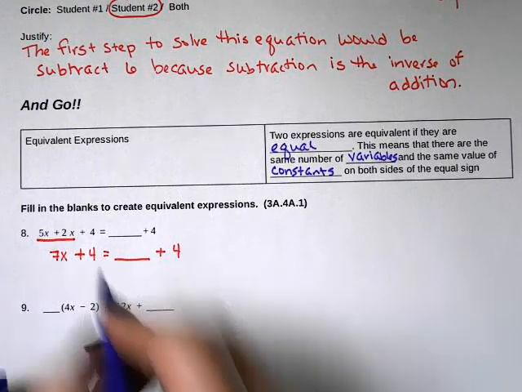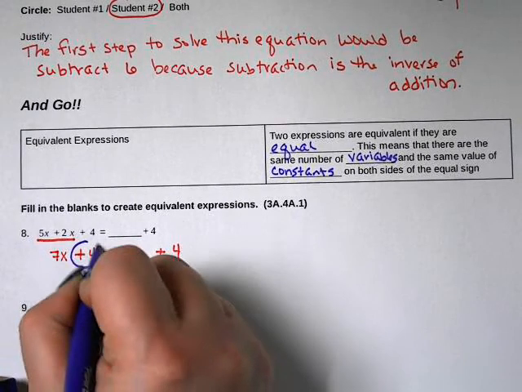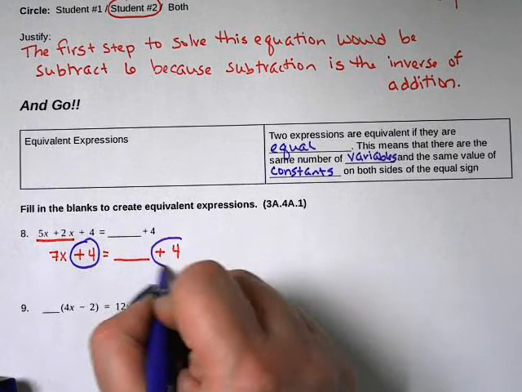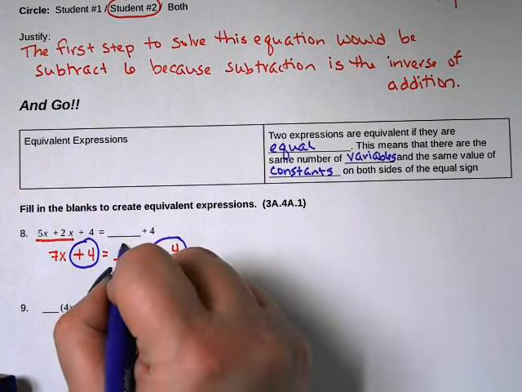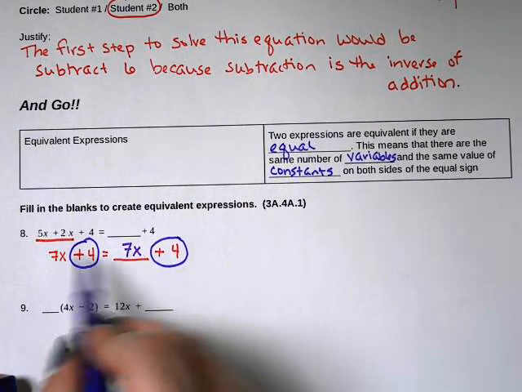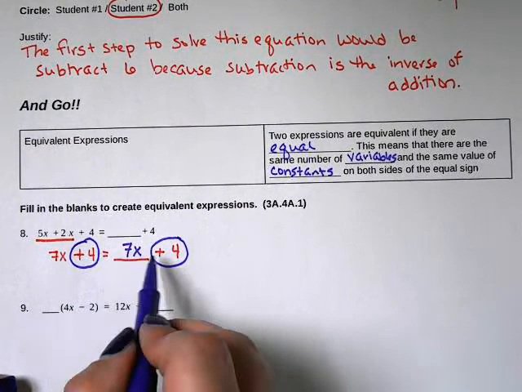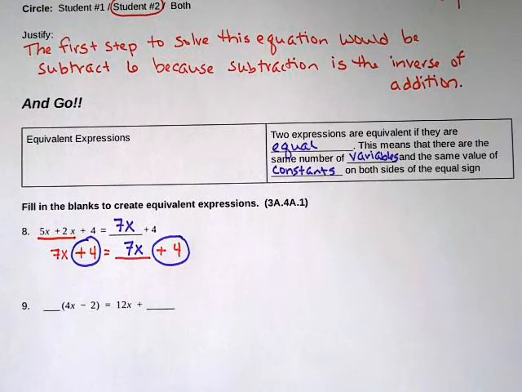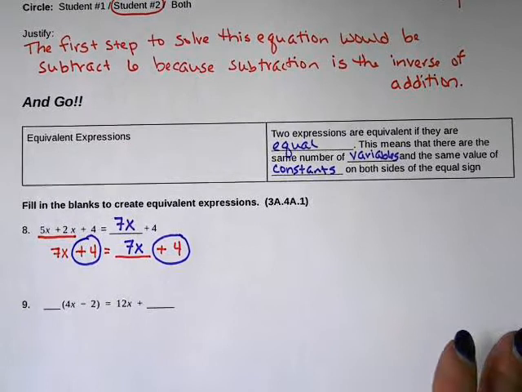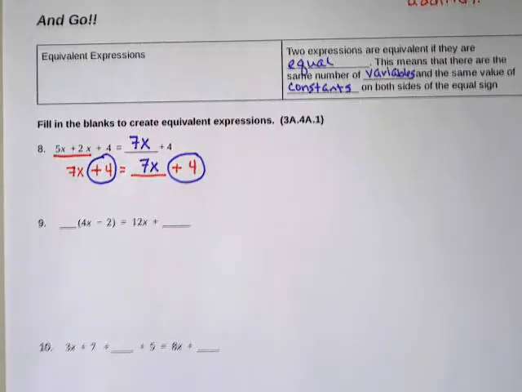Well, when I look at this, these both have plus 4, which means the constants are equal to each other. So that's good. That means the thing that's missing here is a 7x. In order to make these equivalent, these have to match exactly. So the thing that's missing there is a 7x. So again, we're trying to make it so that they are exactly the same.